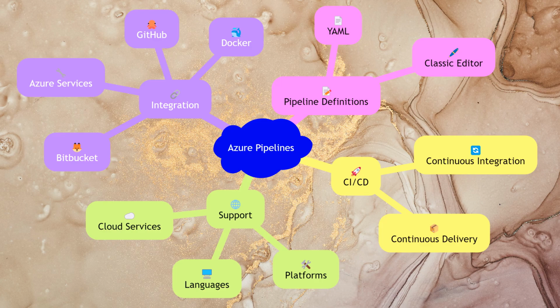Azure Pipelines is a cloud-based service that provides build and release management capabilities for continuous integration and continuous delivery, CI/CD. It supports a wide range of languages, platforms, and cloud services, making it a versatile solution for deploying applications. Azure Pipelines integrates seamlessly with other Azure services, as well as popular tools like GitHub, Bitbucket, and Docker. It offers both YAML and classic editor-based pipeline definitions, catering to different user preferences and project requirements.